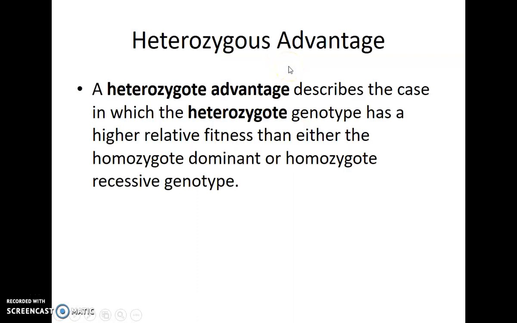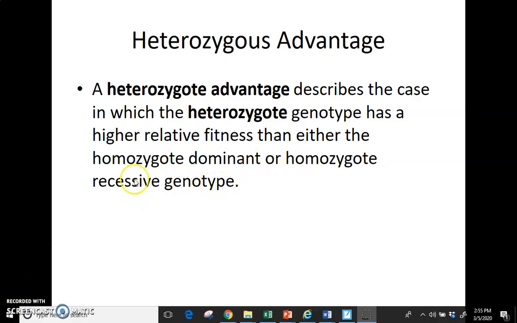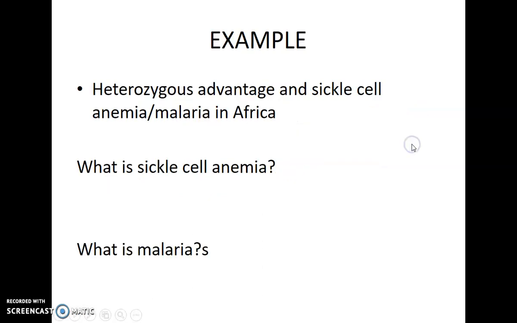So the heterozygous advantage describes an instance in which the heterozygous phenotype, whatever it may be, has a higher relative fitness, meaning it survives and reproduces more, than the homozygous dominant or the homozygous recessive genotype. So for some reason, the heterozygote has a survival and therefore reproductive advantage compared to either the big R or little r people.